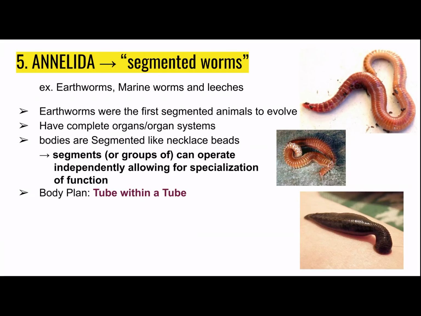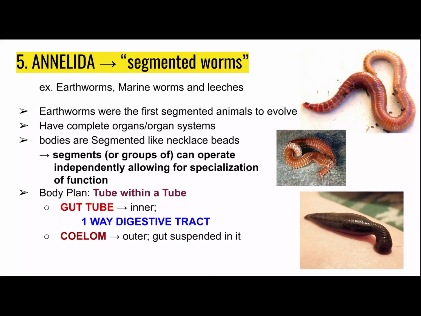Their body plan is that of a tube within a tube. Well, what does that mean? That means that they have a gut tube, which is the inner tube. A lot of times if you think of a gut, you think of your stomach, your digestive system. And they too have a one-way digestive tract, which means food goes in one end, waste comes out the other end. They have a definite mouth and a definite anus. But then the gut tube is suspended inside a coelom. So this is the first phylum of organisms that we're looking at that actually have a coelom. They are definite coelomates.